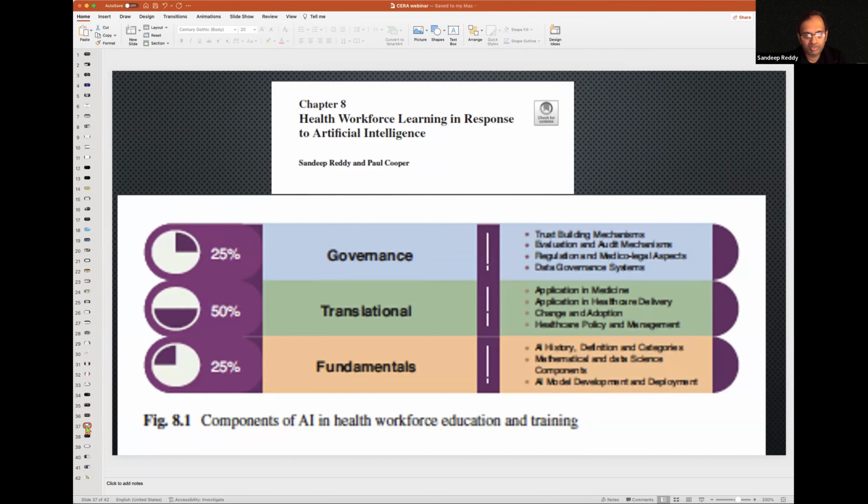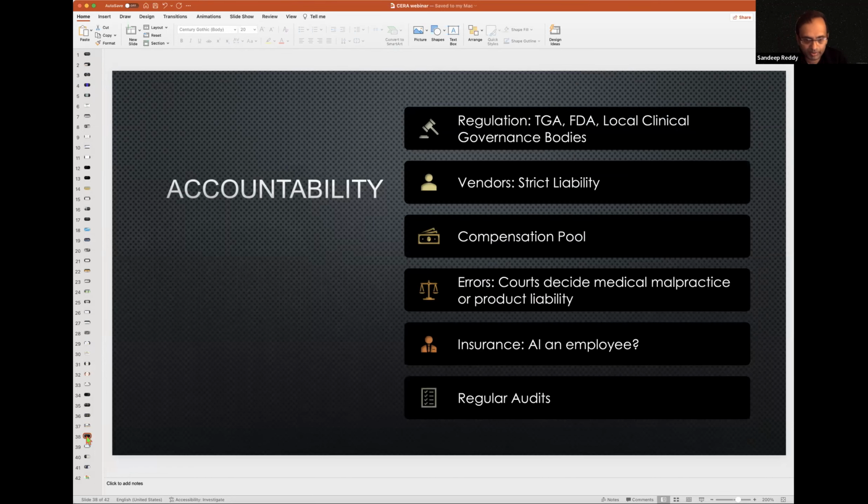So in that book chapter, we discuss a couple of key elements that are to be covered in any educational courses that include topics relating to governance, topics relating to translational aspects, and topics relating to fundamental aspects of AI. So again, just as you educate clinicians, there is also a need to educate patients, maybe not so much in detail as you would do with clinicians, but there is definitely an effort you need to undertake to educate patients about AI.